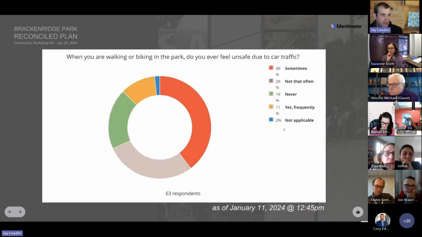When you were walking or biking in the park, do you ever feel unsafe due to car traffic? 40% sometimes, 29% not that often, 19% never. 11% yes, frequently. So that's more or less evenly divided.